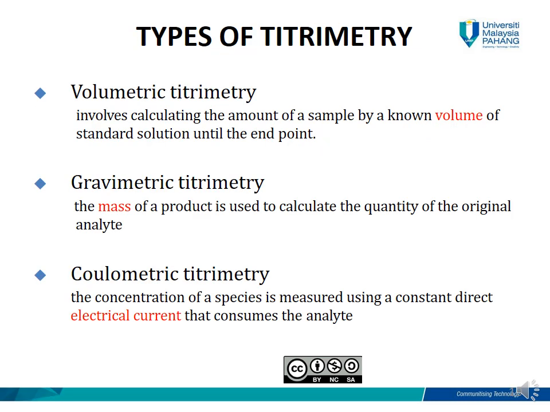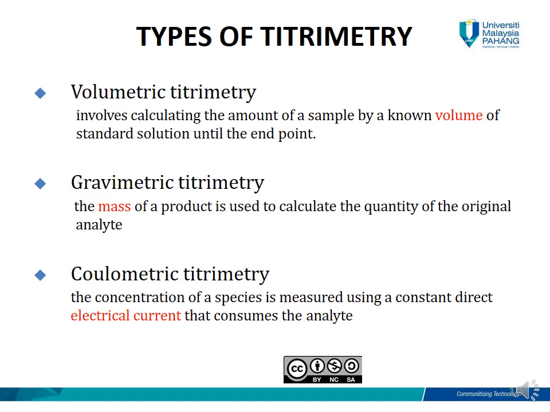Here are the types of titration. We have three types. The first one is volumetric titration. Volumetric comes from the word volume, so the signal is volume. You already learned this during the lab session, when you use the burette and you have your titrant, your sample and your indicator. That is what we call volumetric titration.